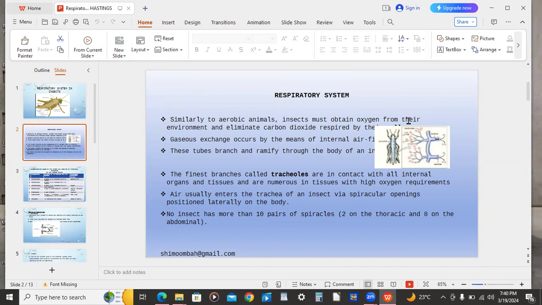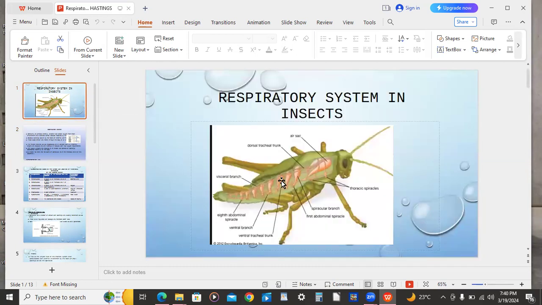Air usually enters the trachea of an insect via spiracular openings positioned laterally on the body of an insect. When I say laterally, I mean just on the walls of the body, just the side of an insect here. That's what I'm talking about.